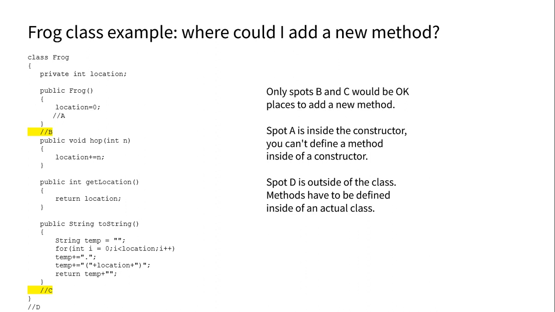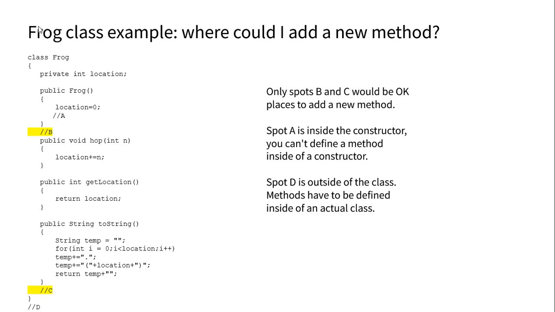B works because it's between the constructor and the hop method. C works because it's inside the class, but after toString, like there's a blank spot there, you could put a method there. D doesn't work because it's not in the class.